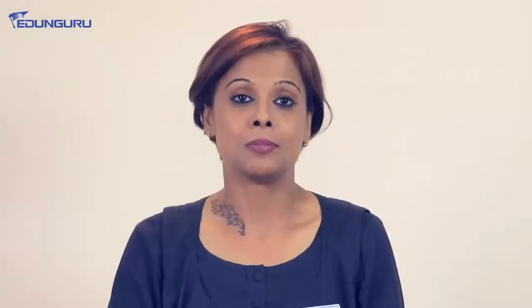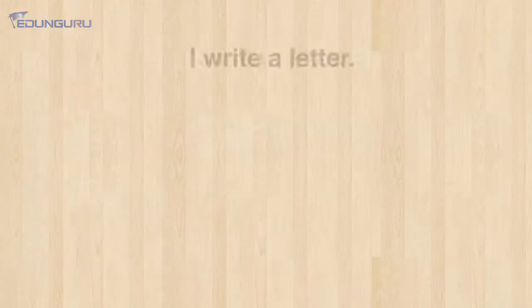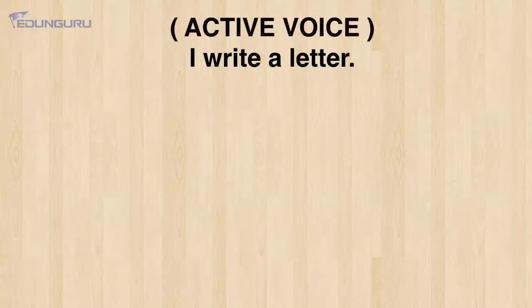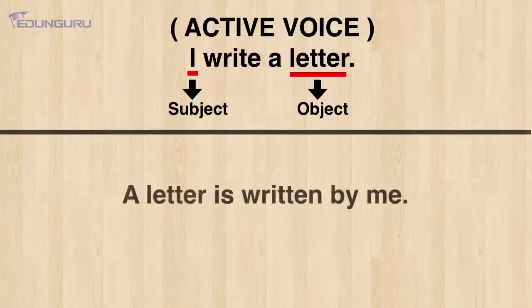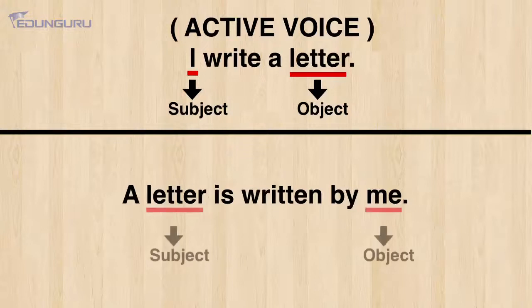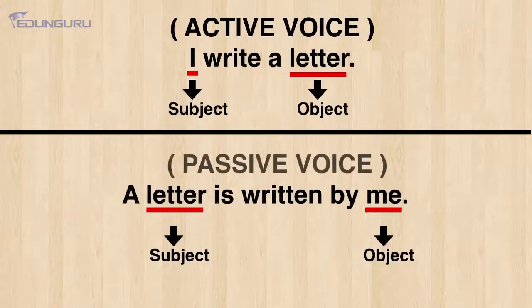Let's see. Look at this sentence. I write a letter. This sentence is said to be in active voice as the subject I is performing the action mentioned by the verb write. Now look at this sentence. A letter is written by me. Here the subject, a letter, receives the action of the verb write. Thus it is a passive voice sentence.